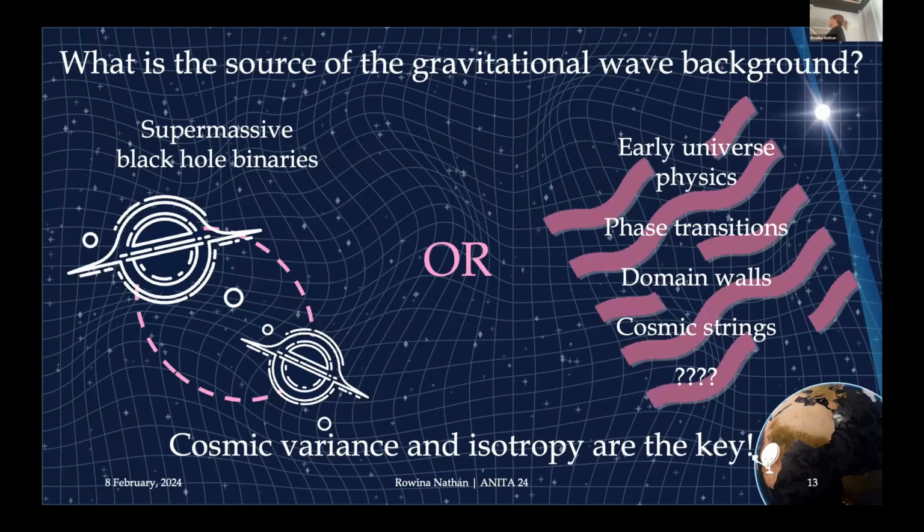Yeah, so that brings me to my research. I'm currently working on developing ways to understand what the source of the gravitational wave background is. There are two main lines of thinking to differentiate between: is it supermassive black hole binaries, or is it early universe physics? The key to unlocking that is going to be cosmic variance and isotropy.